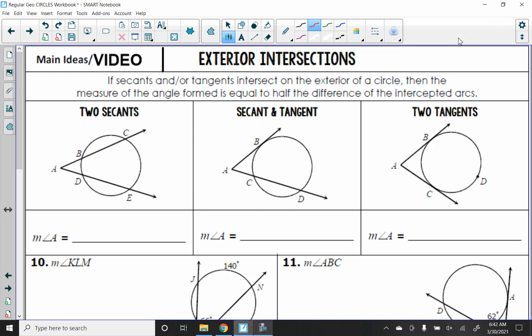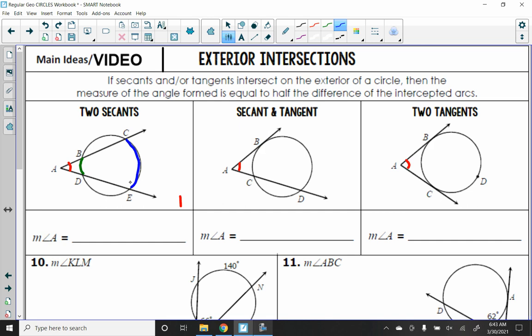All right, exterior intersections. We have these, and we're interested in the angle outside. So I'll treat it like a mouth. Looking at this first example, there are two arcs inside the mouth. We have this one, which is the closest, and this one, which is the furthest.